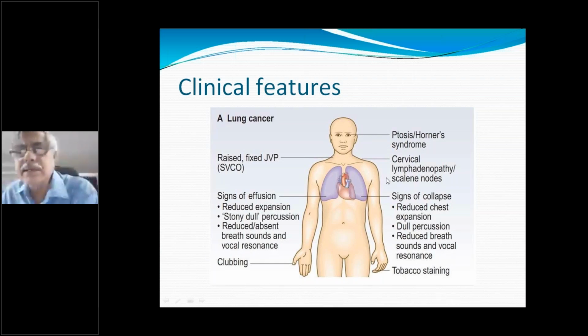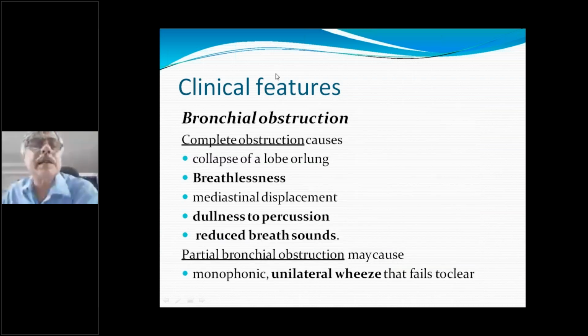Of course, there is reduced chest expansion and dull percussion. Bronchial obstruction, being a central bronchial obstruction, is very common. Collapse of the lung, breathlessness, mediastinal displacement. Partial bronchial obstruction may cause a monophonic, unilateral wheeze. Yes, this is also very important.